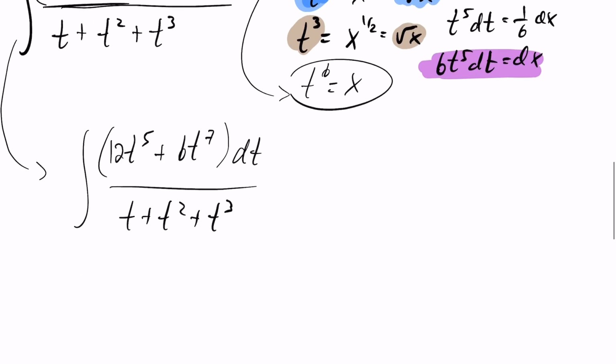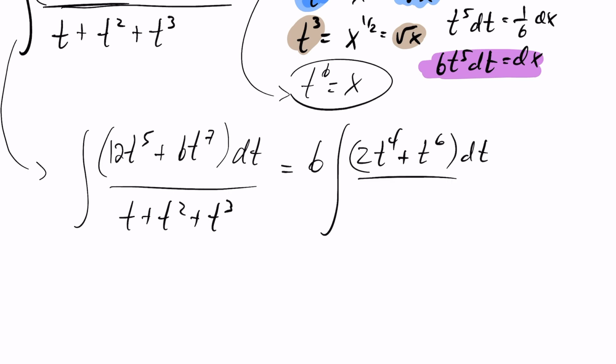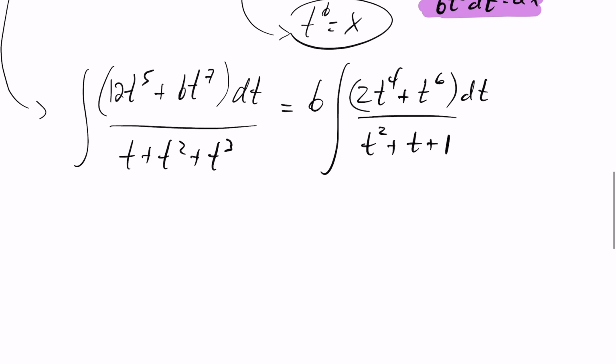So right away here, I'm going to go ahead and factor a 6 out of this expression. And you'll notice here I have a common factor of t. I can reduce this to become 2t to the 4th plus t to the 6th with respect to t, all over t squared plus t plus 1. So again, I had a common factor of t in the numerator and denominator, so I factored that out, canceled it off, and factored a 6 out as well.